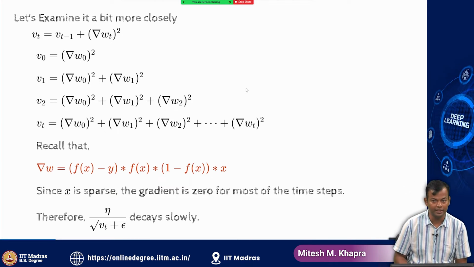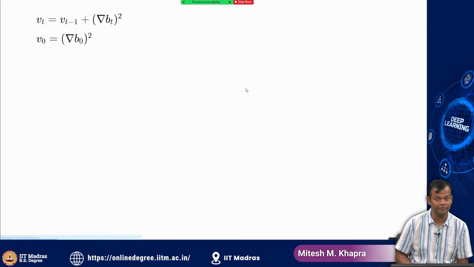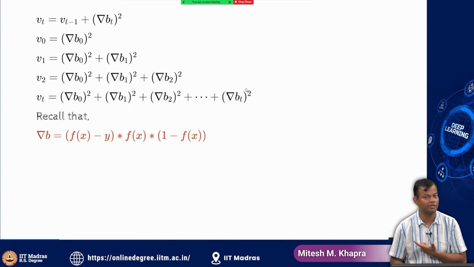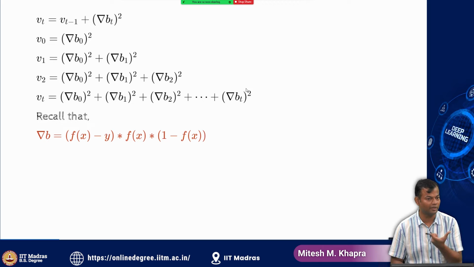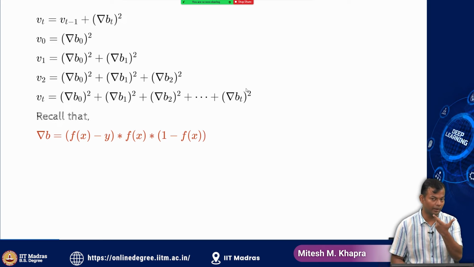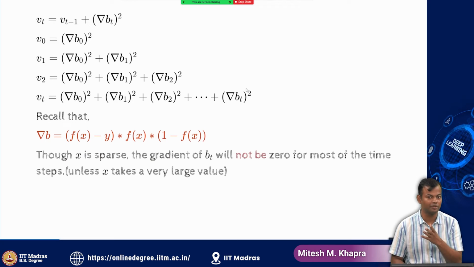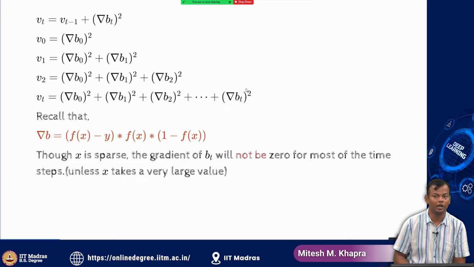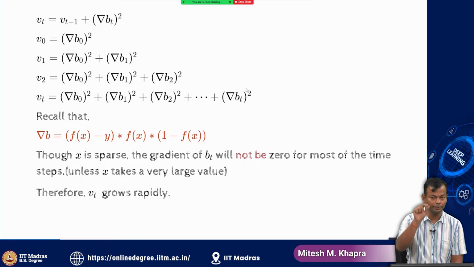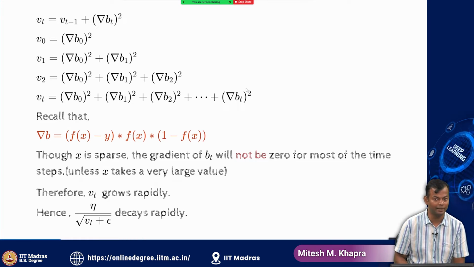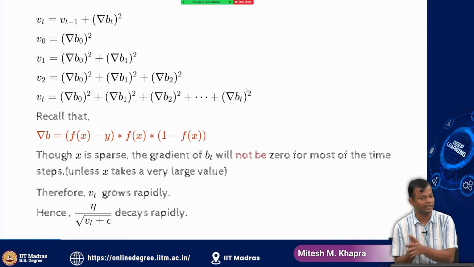But as opposed to this, for a dense feature, what would happen is you had the B feature, which was the dense feature. Now this history is accumulating faster, right? Because now the derivatives are going to be non-zero always, right? Because this is like an always on feature. So your history is accumulating fast. It will not be zero for most of the time steps. And therefore, what will happen is Vt will start growing rapidly, and hence this will start decaying rapidly.